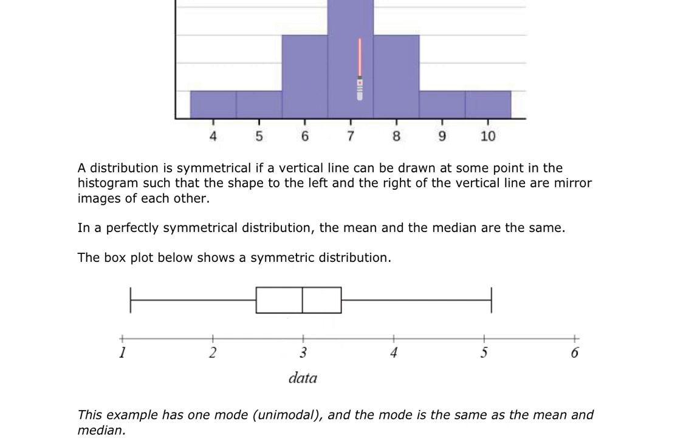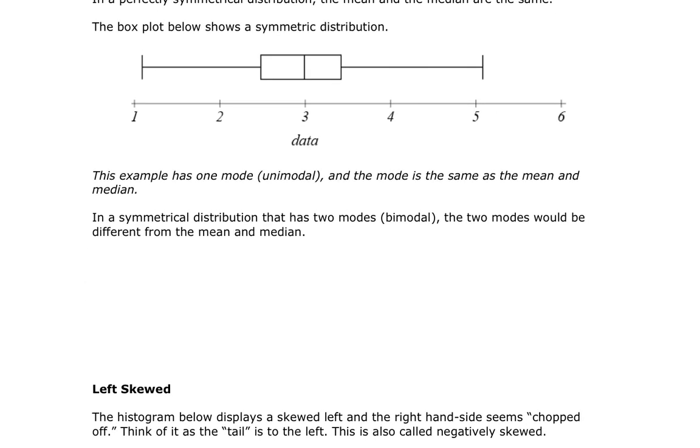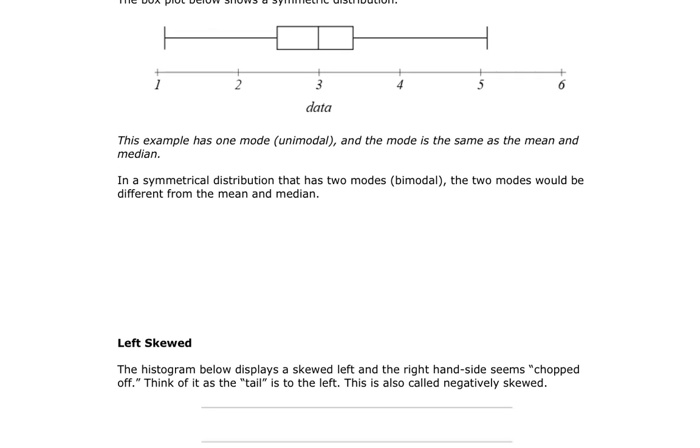These are not necessarily the same thing, and you clearly see these are not, because I would expect my mean to be right here at 7, and this one is at 3. So these are just 2 different examples with a histogram and a box plot. This box plot does not represent this histogram. In a symmetrical distribution that is bimodal, the 2 modes would be different from the mean and the median. Now, we're going to talk about left and right skewed.